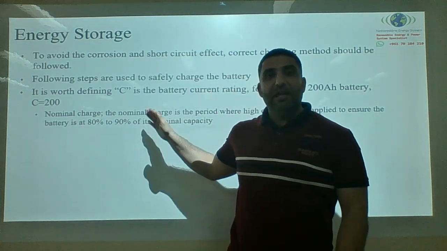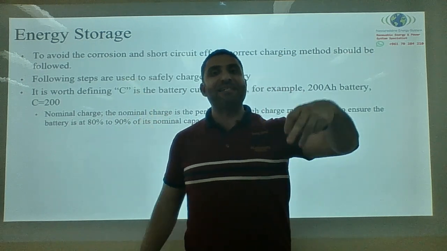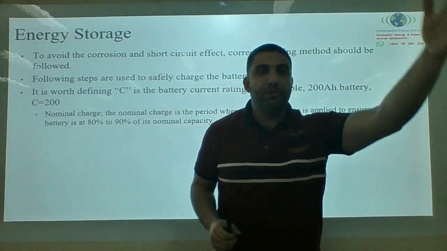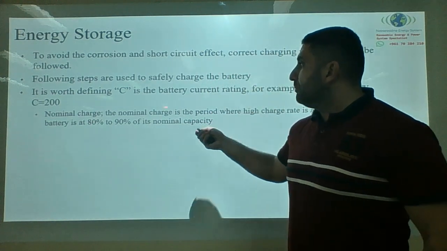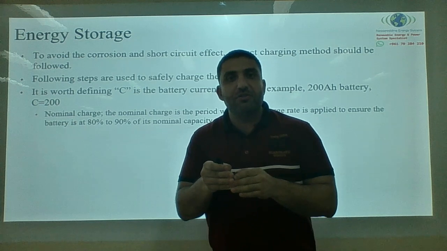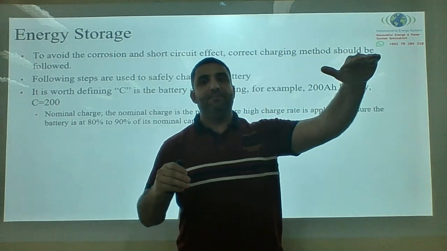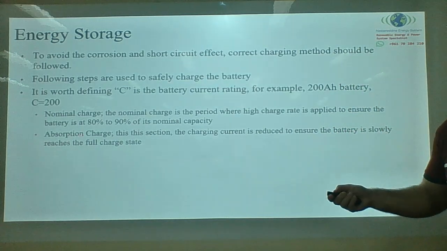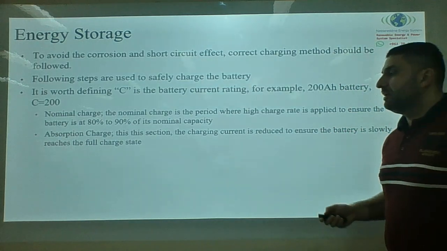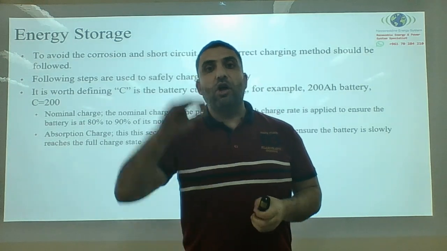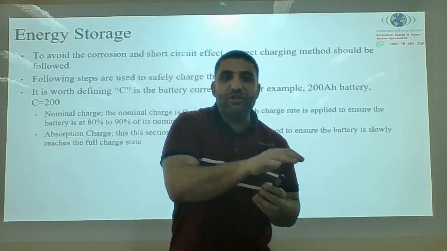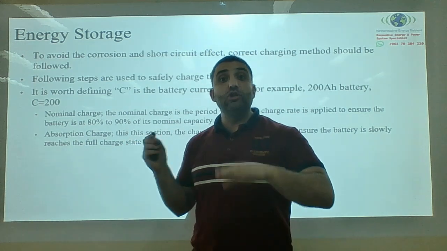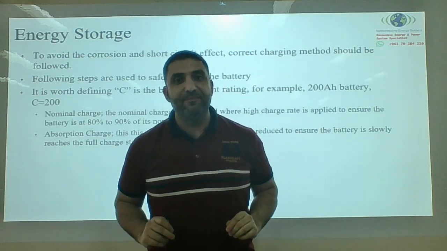So for example, if it says for this type of battery the maximum is 100 amps, my maximum is 100 amps. I don't go beyond this. So I apply a high charge to bring it up to 80 to 90%. After I reach 90%, I have a stage called the absorption charge. In this stage, a lower current magnitude will be injected, a lower charge, to take it from 90 to 100% capacity.